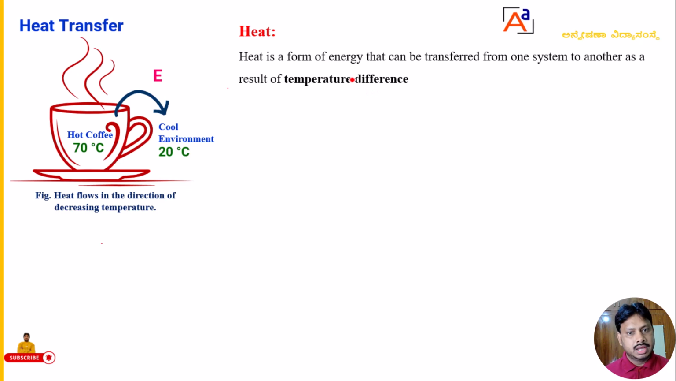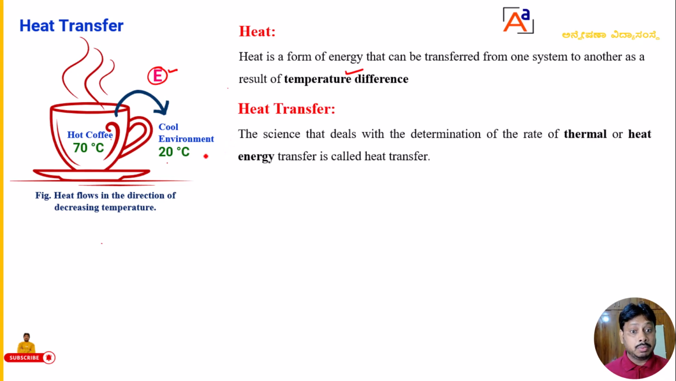It is nothing but heat energy that can be transferred from one system to another as a result of temperature difference. I have already explained that. Heat energy is represented by E. Some authors take Q, but here I will take heat energy as E. Due to change in temperature, what will happen? A kind of energy is going to transfer from high temperature region to low temperature region. That energy I will call heat energy, dear students. That is nothing but heat energy.